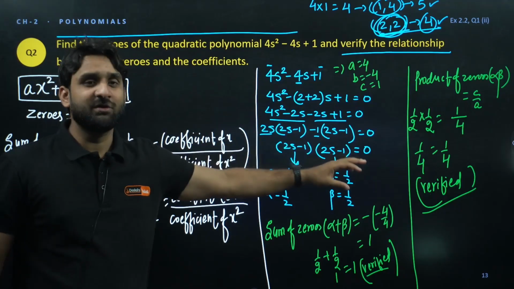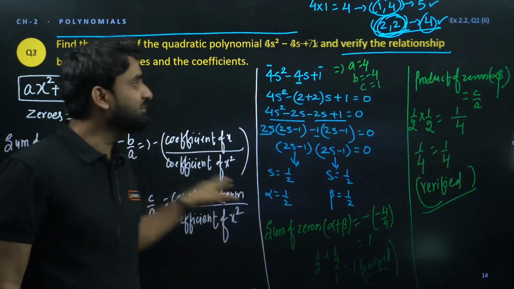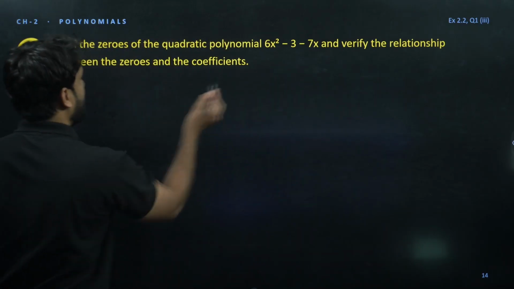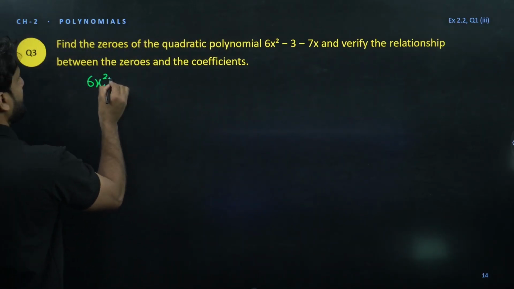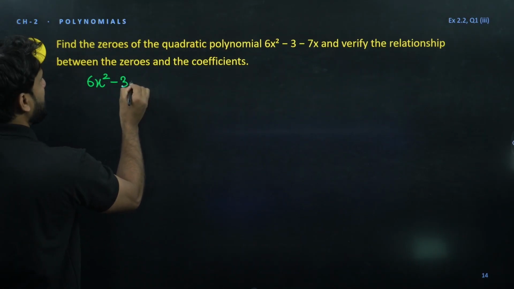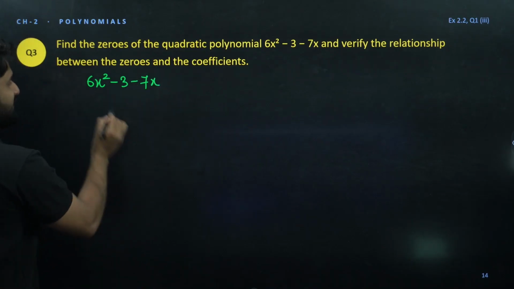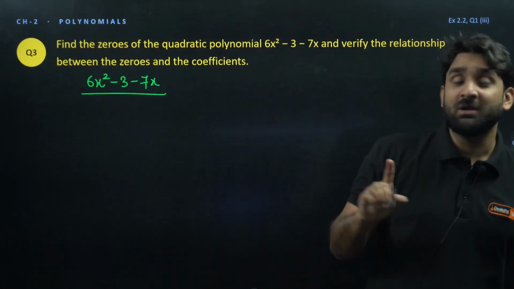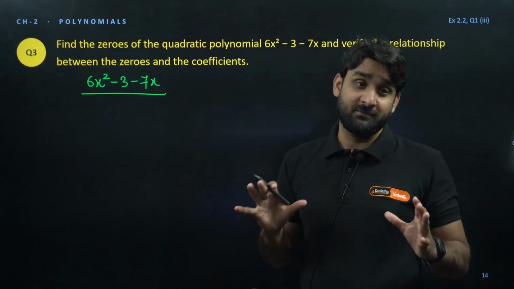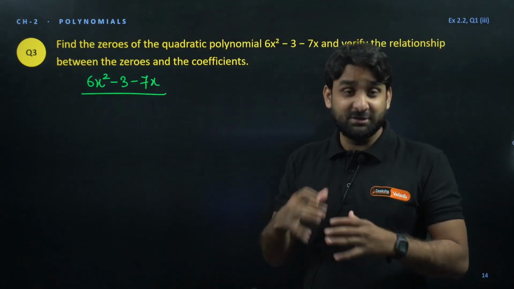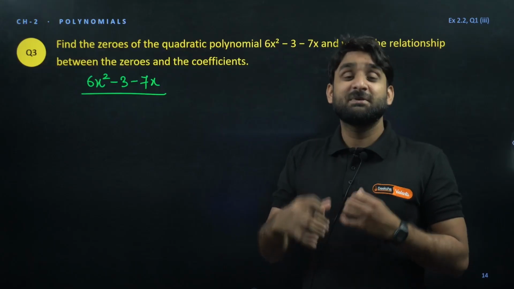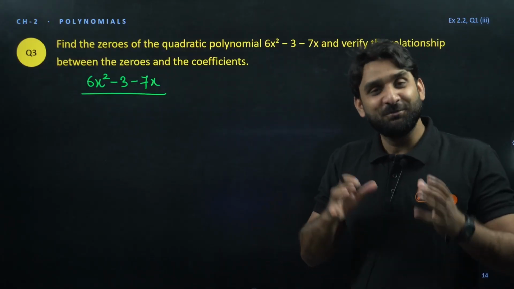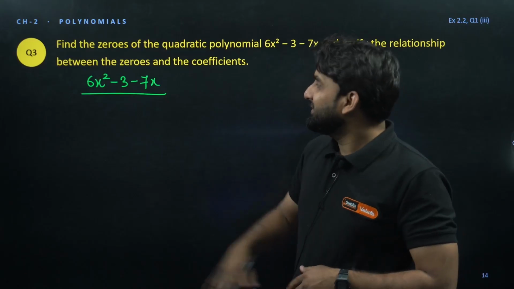So this is the question. It will give you almost 4 marks. Moving ahead, one more question, same. 6x square minus 3 minus 7x. My dear, look at this quadratic polynomial. It is written in the wrong manner. This is not the right manner as per the polynomial standard, as per the polynomial policy, PP. PP means polynomial policy, right? So this is the wrong method.